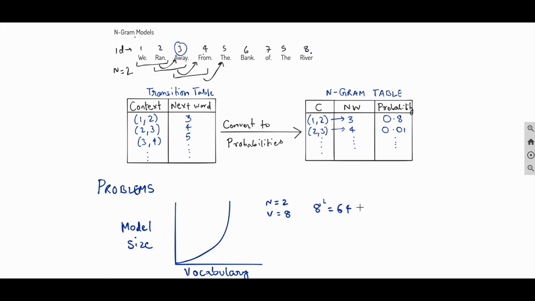However, if we use a more realistic value like n as 4 and a vocab size of 5,000 words, it quickly becomes too large. Granted that some of the combinations will not occur and it will be sparse, but it's still a large number nonetheless.